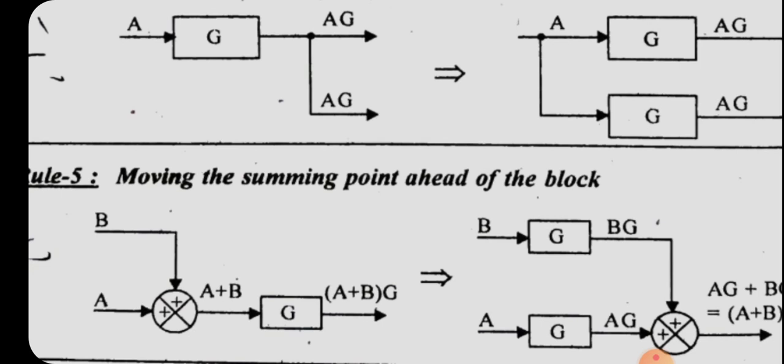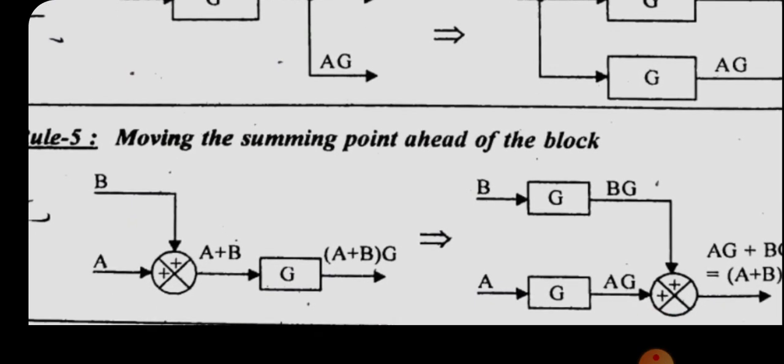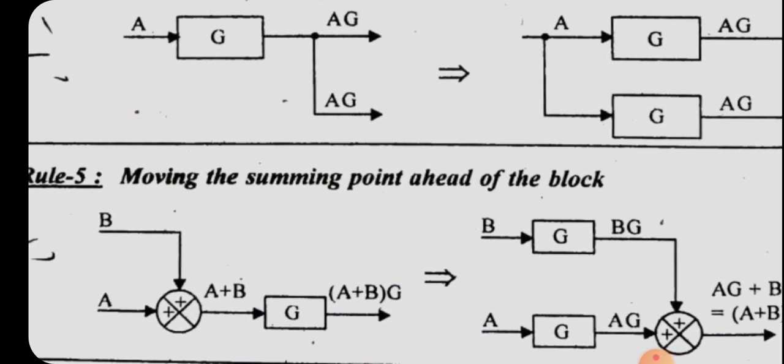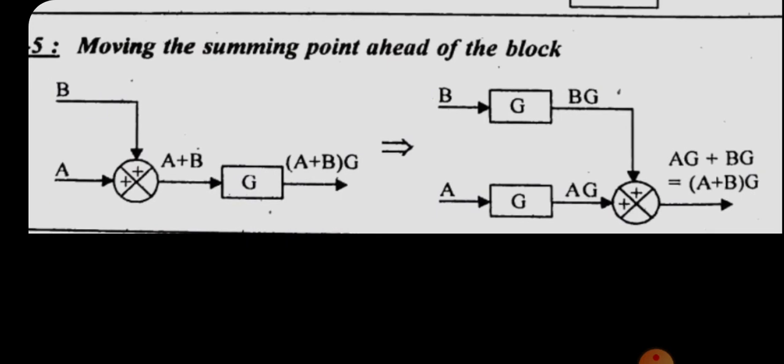In the next case, we are moving the summing point after the block. So we have to make some changes in the gain block in order to get the same result, that is A plus B into G. We have to give a separate gain block in each path, that is A given to G and B given to G, so that we get AG and BG in the two parallel paths, and these two are given to a summer, and the result of the summer will be A plus B into G. So in order to move the summing point after the block, we have to incorporate two gain blocks, one in each path, and then it goes to the summing point.